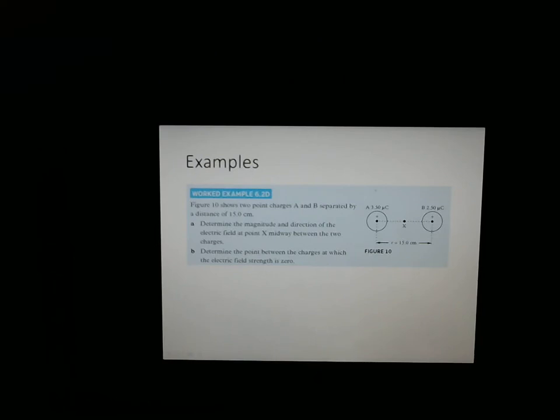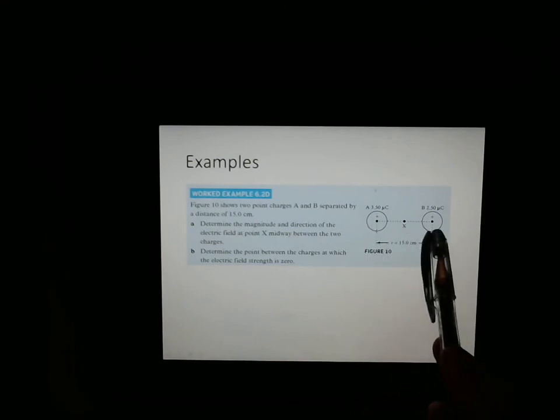We're told here it's separated by a distance, and we want to find what is the field strength directly in the middle. Now, field strengths are vectors, which means to work out the total vector at a point, we just need to know all the vectors affecting it and add them together. So we're going to work out two fields and add them together. But part B is the interesting one here. We want to find the point where the field strength is 0.